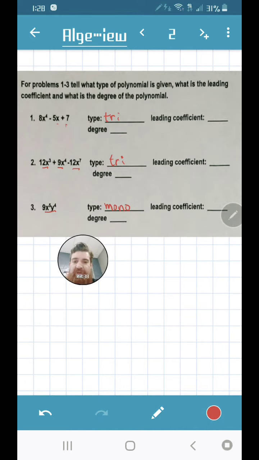All right, so now because we've identified what type it is, we can identify the degree. Monomials, remember, for monomials and for monomials only, we want to add the powers that are on the variables. So we have an x to the 5th and a y to the 4th. 5 plus 4 makes this a degree 9.